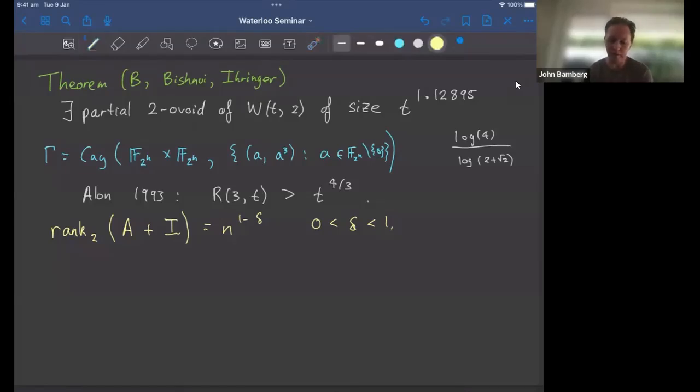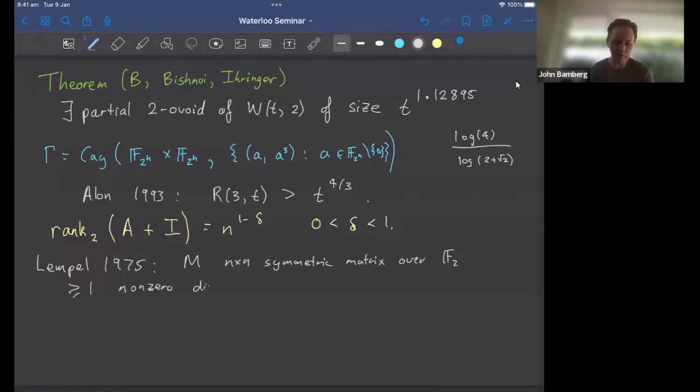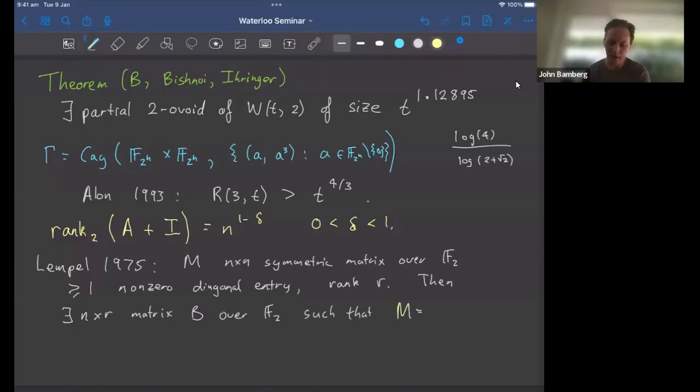And then there's a beautiful theorem that we didn't know about, which is due to Lempel in 1975, which is that if you have an n by n symmetric matrix over the field of order 2, with at least one non-zero diagonal entry, and it has rank R, then there is an n by R matrix B over F2 such that, this is the amazing thing, it's a Gram matrix, so you get M equals B B transpose. Okay, so to me, that was quite a surprising result.